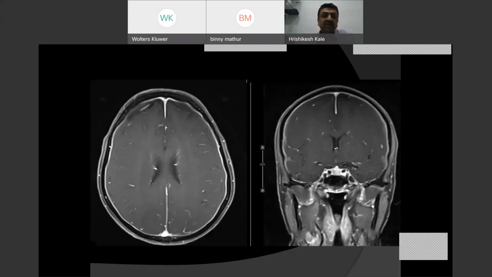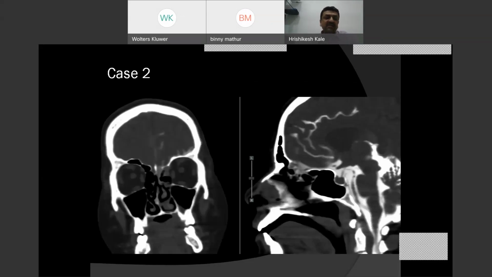These are the axial T1 and the coronal T1 weighted sequences. Again, you can see diffuse pachymeningeal enhancement, which is not nodular. It is very smooth. So this should immediately point you in the direction of possible SIH. So this is our second case.